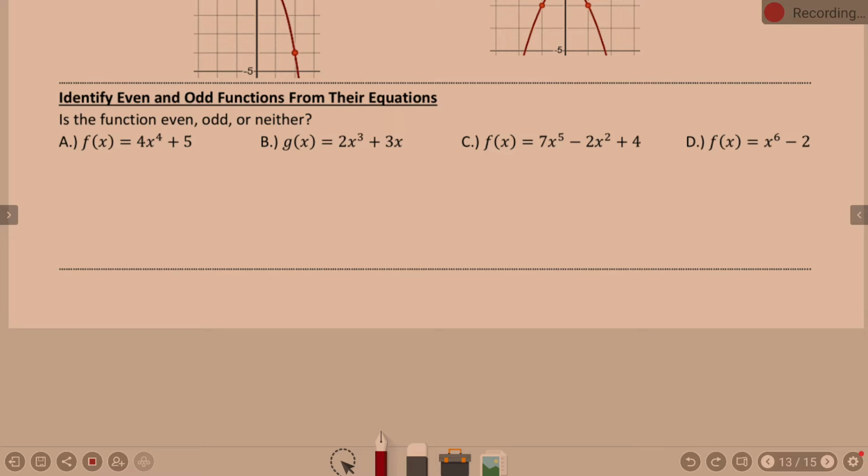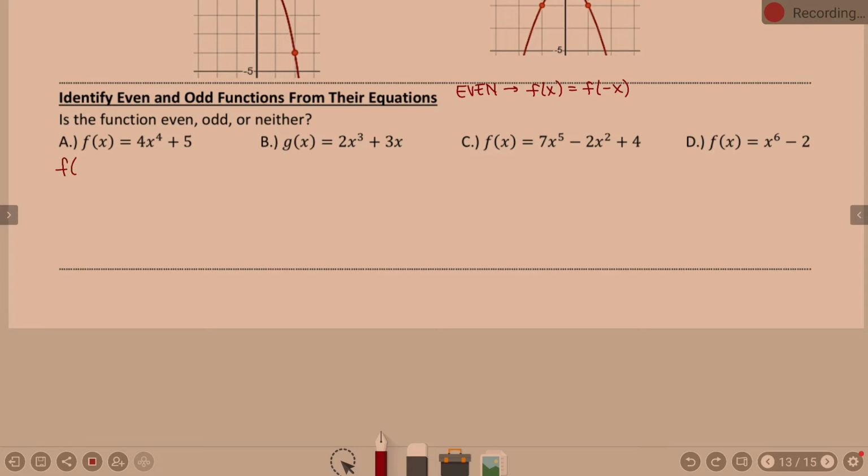Now, what I always do is I test even, and then I test odd. And if it fails both tests, then that just puts me into the category of neither. Now, I know it's up at the top of your notes, but I'm going to write it here so I have it. What's my even rule? If f of x equals f of negative x. That's my even rule. What are we provided? We're provided f of x. So the first thing we need to do is find f of negative x.